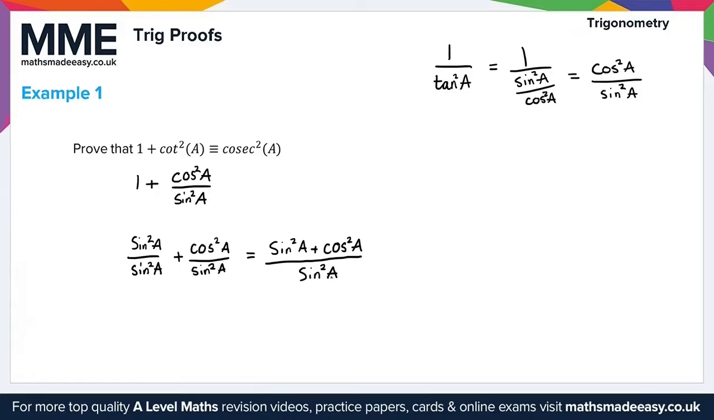And here now we can refer back to an identity that we already know, and that's the idea that sine squared a plus cos squared a is identical to 1. So our numerator simplifies to just give us 1. This leaves us with 1 over sine squared a, and we can express 1 over sine squared a as cosec squared a. Which gives us the result that we wanted to prove for example 1, giving us our solution.